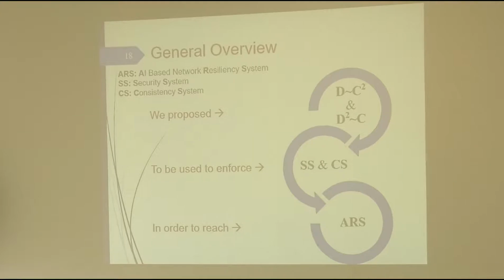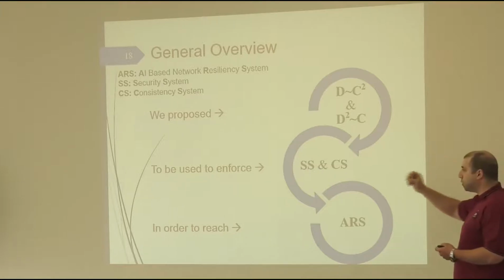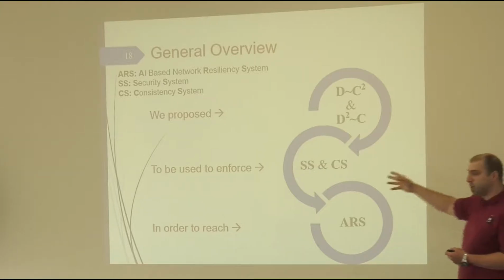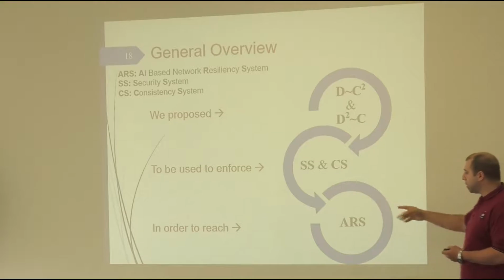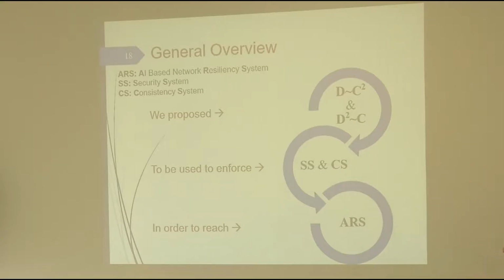So, as a general overview, we are proposing two architectures. This is where C is used to enforce the security and consistency system in order to reach ARS, which is an AI-based network resiliency system. Since AI is the engine of our work, I will show some preliminary work on the AI algorithms.